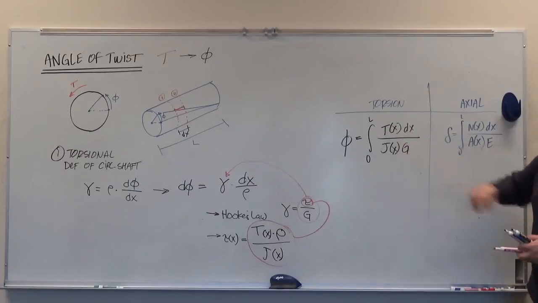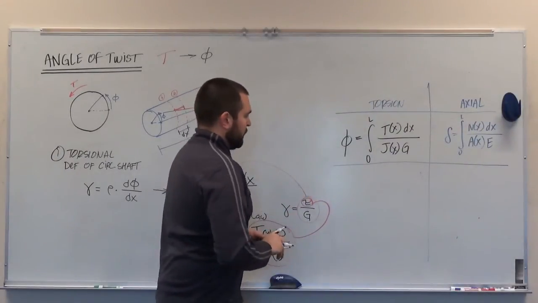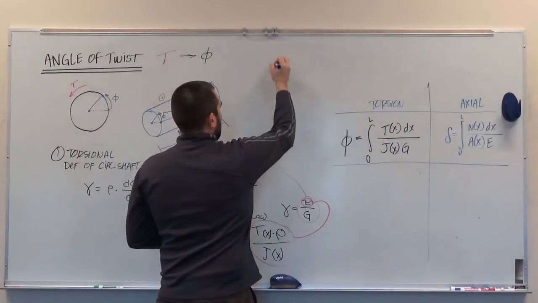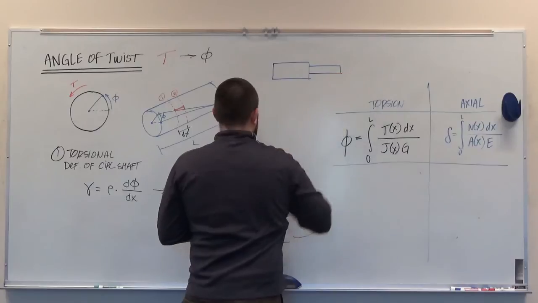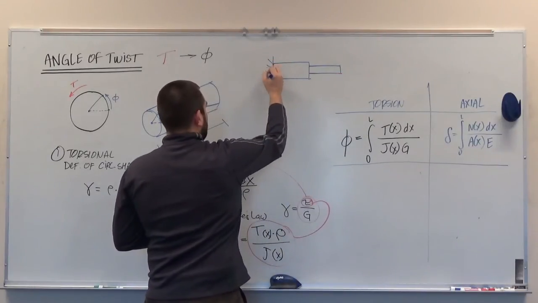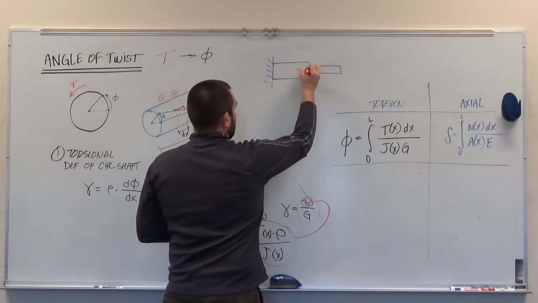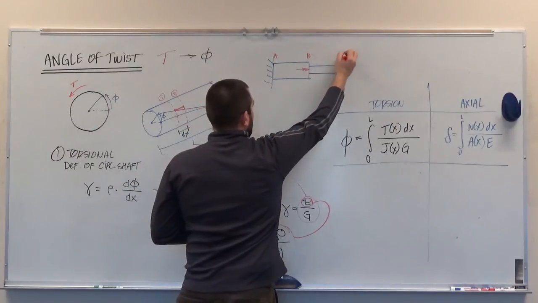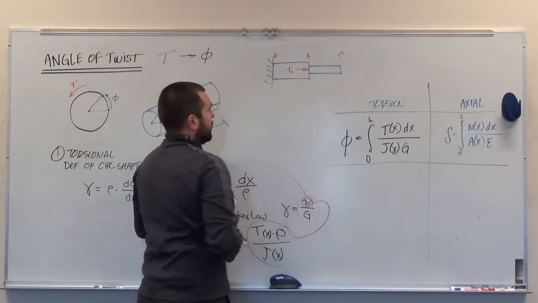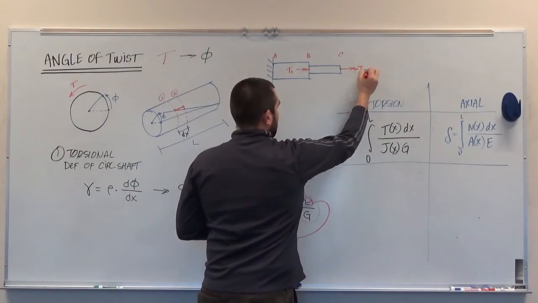So this is our general angle of twist equation. And just like in chapter 4, we can simplify this down. Let's say that we have a member like this, and it's supported on the left side, and it has intermediate torques applied. Let's say this is point A, B, and C. Let's say I have some external torque applied here. I have an external torque applied at point C as well.